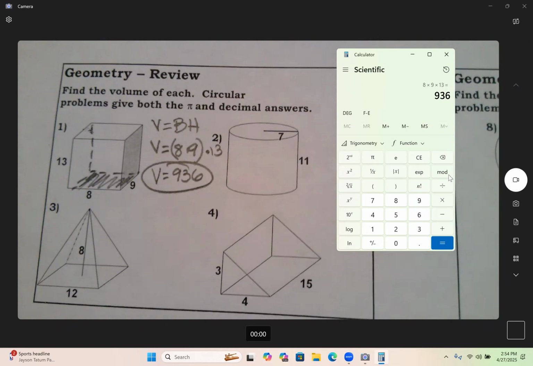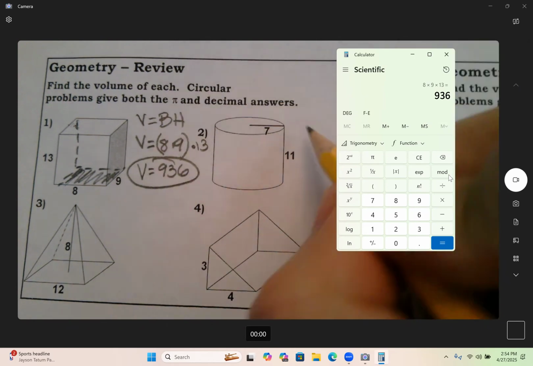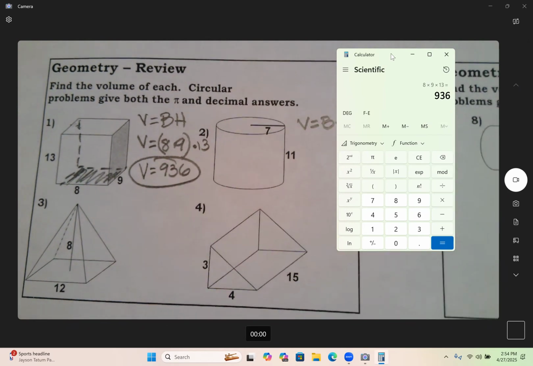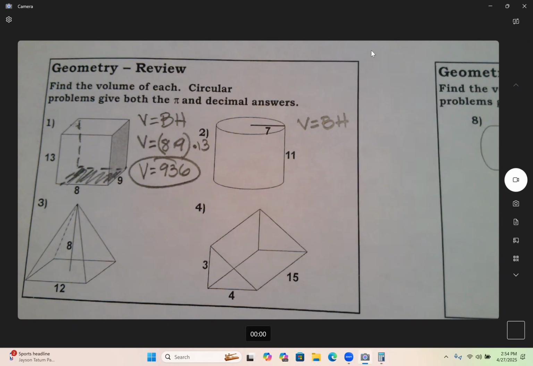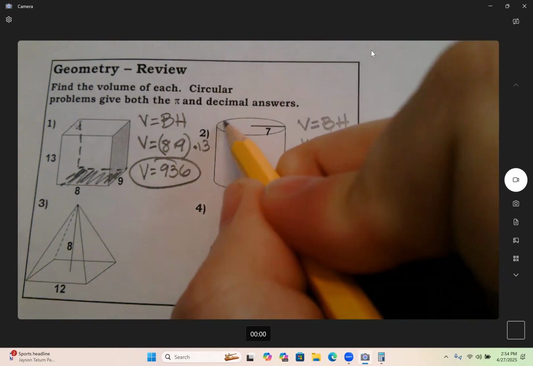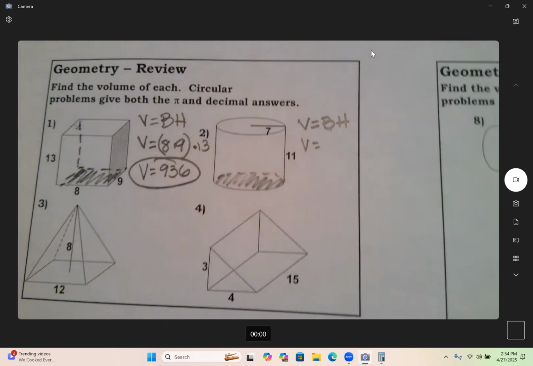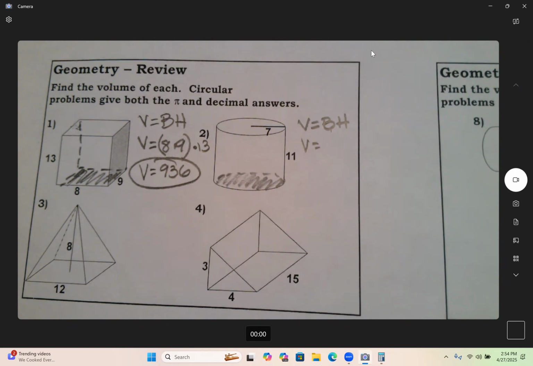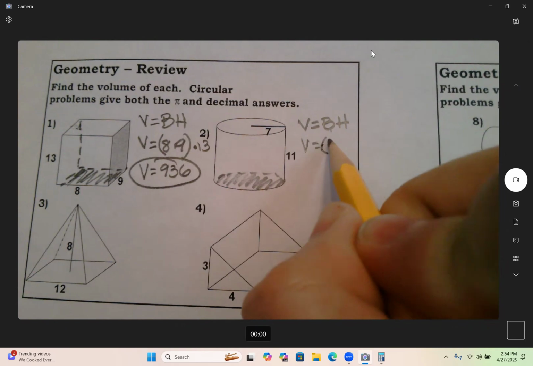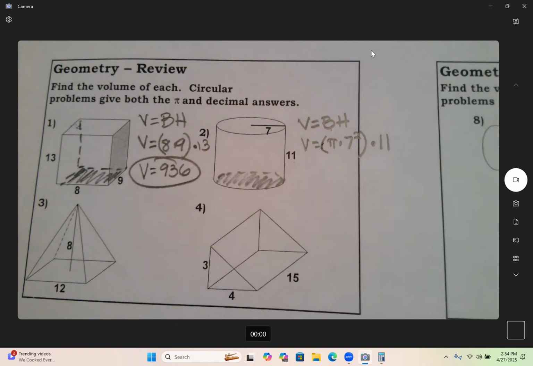All right, let's take a look at the next figure, number two. This is a right circular cylinder. So the volume of a right circular cylinder is area of the base times the height, just like the volume of the prism was. So in this case, the base, of course, is the circular base right here, and we have a base down at the bottom too. The top base and bottom base are parallel and congruent to each other. So the area of that base is a circle, pi r squared. So pi times 7 squared. And then the height of that cylinder is 11, right?